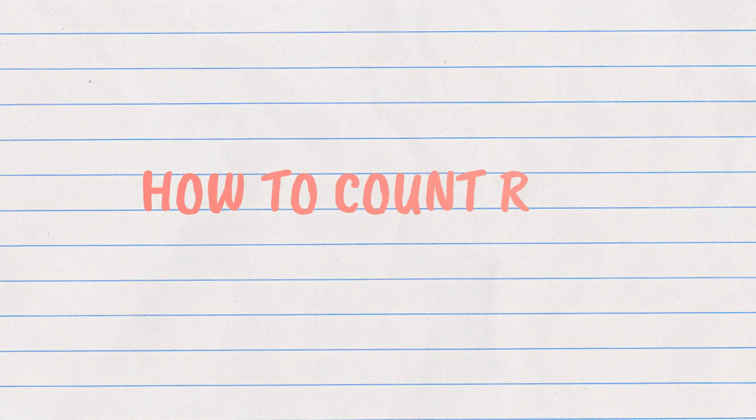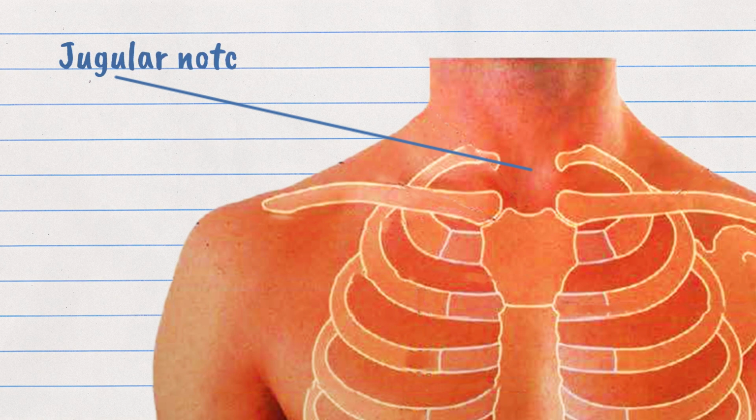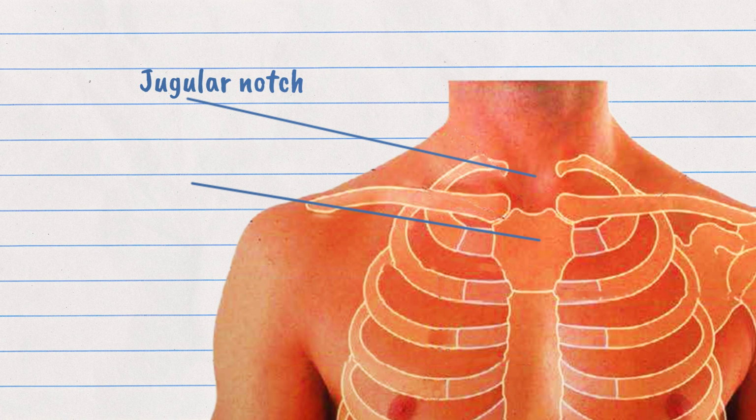How to count ribs, a step-by-step guide. 1. Begin at the jugular notch. Start by palpating the jugular notch, the prominent depression at the superior border of the manubrium of the sternum.